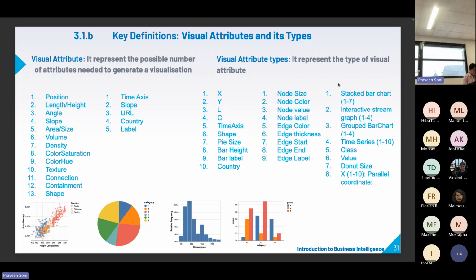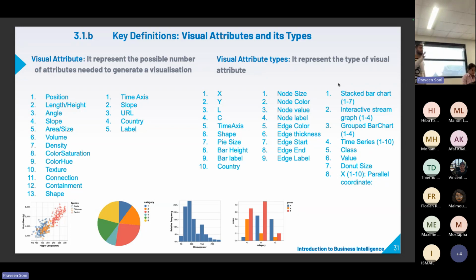If it's a bar chart, we have the bar length, or we call it the height, the same thing. If it's a pie chart, you see the angle. If it's something like a line chart, we can have the slope also. I hope you know this angle. So these are the different visual attribute types: position, slope, area size, volume, density, color saturation.